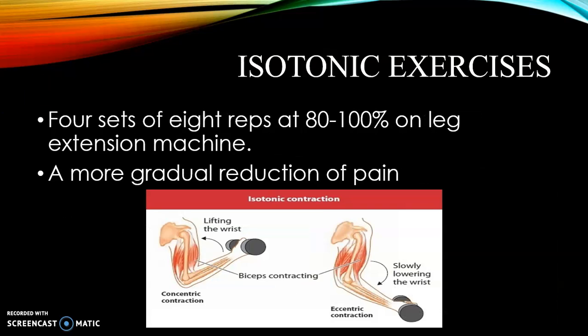So for the isotonic contraction, they used 4 sets of 8 repetitions of 80 to 100% of the maximum weight that the participant can do on the leg extension press or leg extension machine. And there was a slower amount of pain reduction in the isotonic exercise, but there was still pain reduction, and it wasn't as great as the isometric exercise.